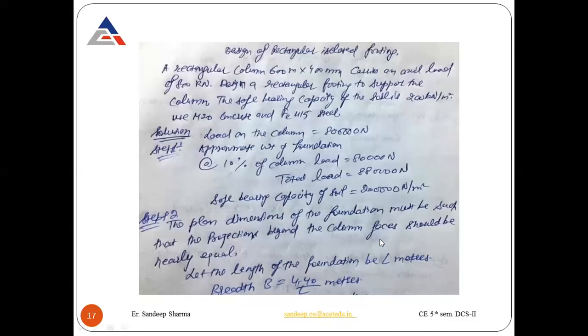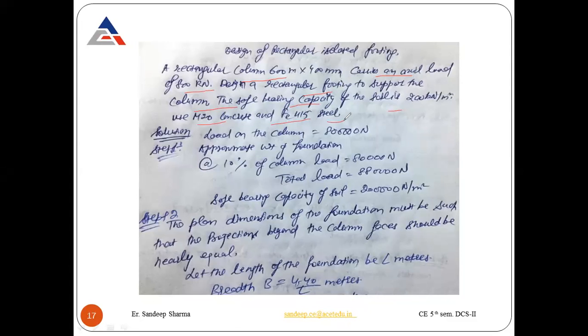Let's start with the design of a rectangular isolated footing. Let's see first the data we have: a rectangular column that is 600 mm into 400 mm carries an axial load of 800 kilonewton, and we design a rectangular footing to support the column. The safe bearing capacity of the soil available is 200 kilonewton per meter square, and M20 concrete and Fe415 steel are available to us.